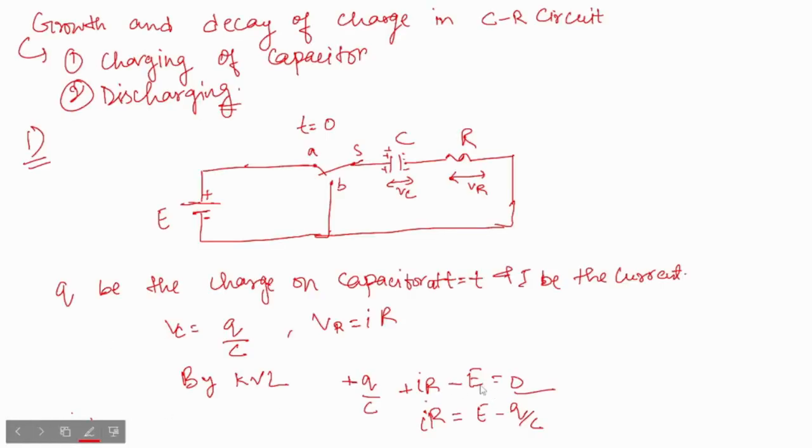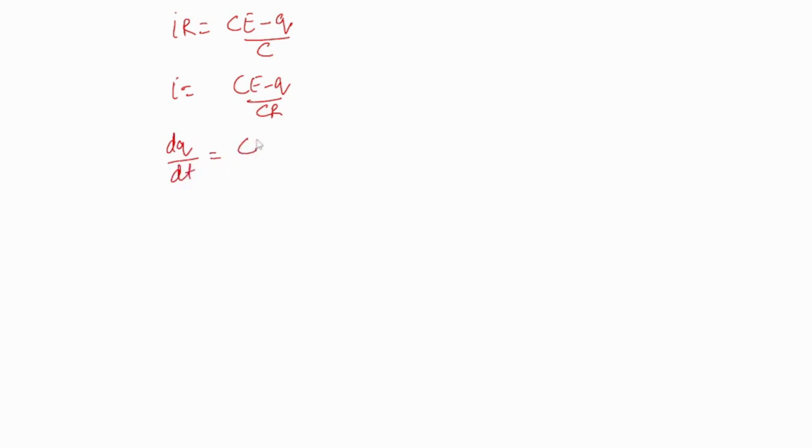Taking the LCM, E can be written as CE by C. Now I will be (CE minus Q) upon R. This is dq by dt, since it is an instantaneous current.